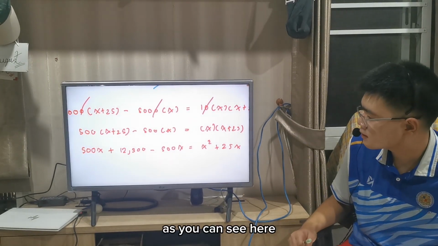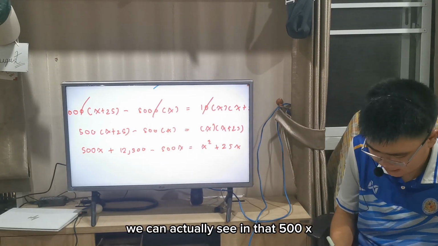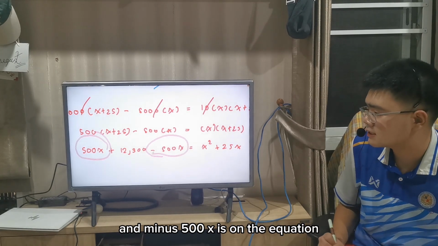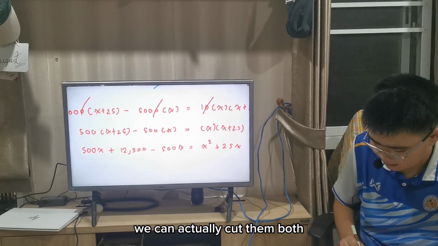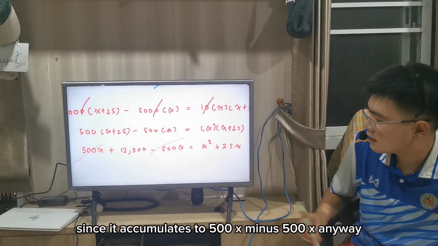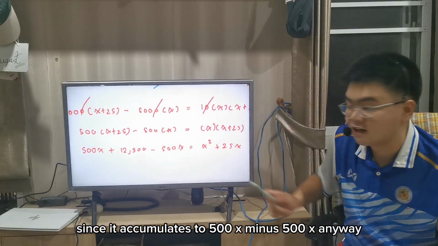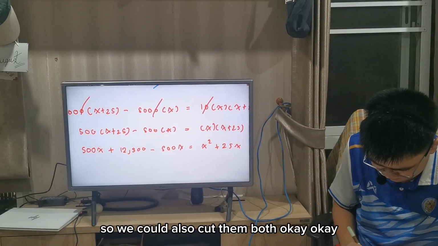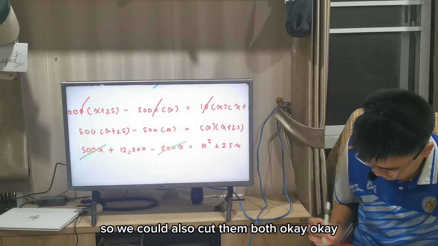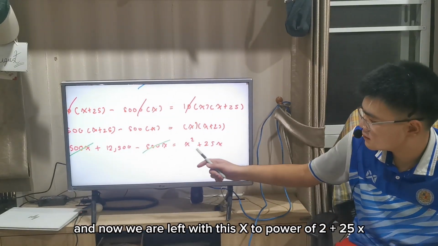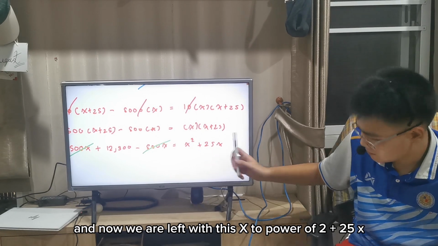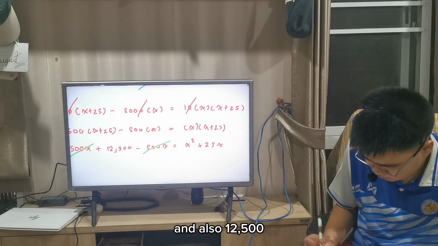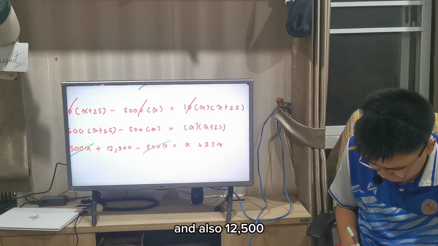As you can see here. Now, since we got this, we can actually see that 500x and minus 500x is in the equation. We can cut them both, since 500x minus 500x equals 0, so we could also cut them both. Cut. And now we are left with x to the power of 2 plus 25x and also 12,500.